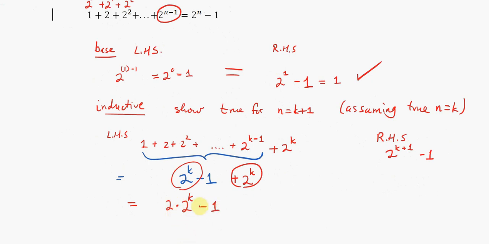So 2 times 2 to the k, well, this is just 2 to the first times 2 to the k, so this is equal to 2 to the k plus 1 minus 1, which is in fact equal to the right-hand side. So now we've shown that the base case is true, the inductive case is true, so the whole thing must be true.